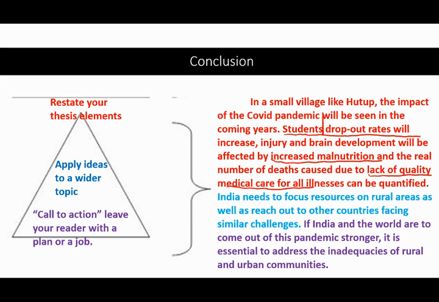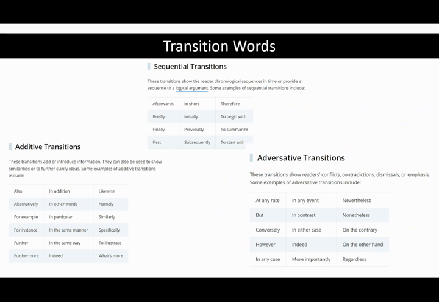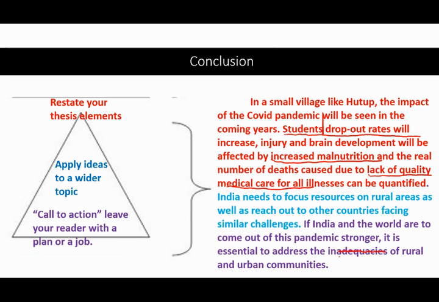And then I need to leave my reader with a plan or a job, a call to action. If India and the world are to come out of this pandemic stronger, it is essential to address the inadequacies of rural and urban communities. So instead of inadequacies, let's do inequalities. That's a better word.